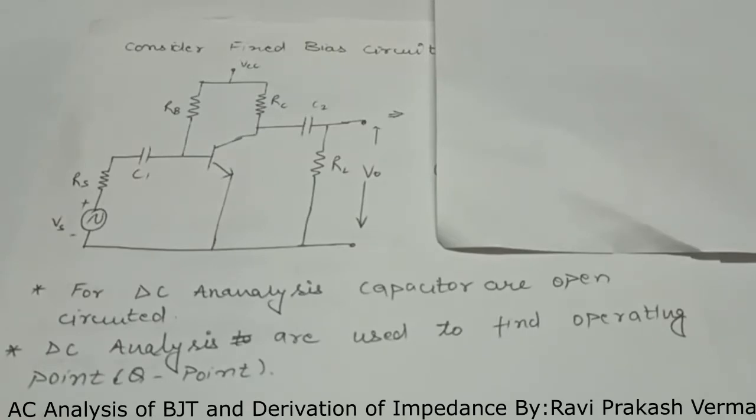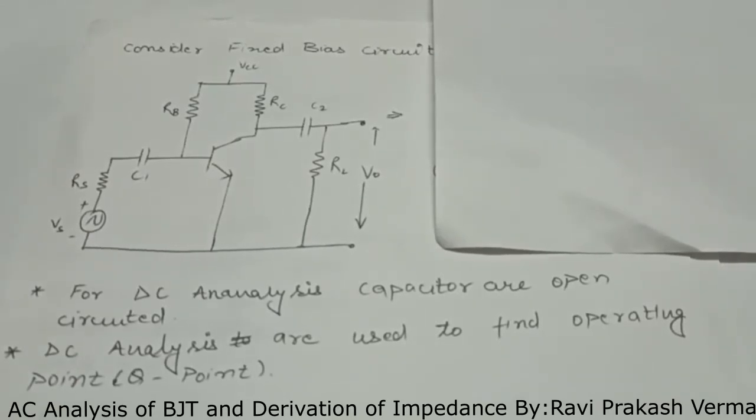the coupling capacitors which are used to block the DC. Basically, for the DC analysis, all the capacitors are open circuited. DC analysis is used for finding the operating point or the Q point, also known as the quiescent point. Quiescent means quiet, not movable. Due to change in temperature, we have to fix the operating point. That's why it is known as Q point.